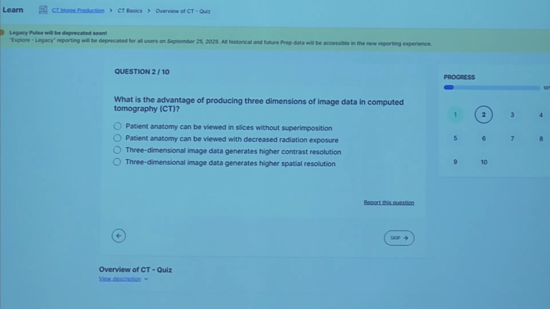This is my disclaimer. Alright, what is the advantage of producing 3 dimensions of image data in computed tomography? Other than Marquita? Dimensional image data generates higher spatial resolution. Who's talking? Gemini? Oh, yes. The first one? No. Fourth, 3-dimensional image data generates higher spatial resolution. That sounds promising.